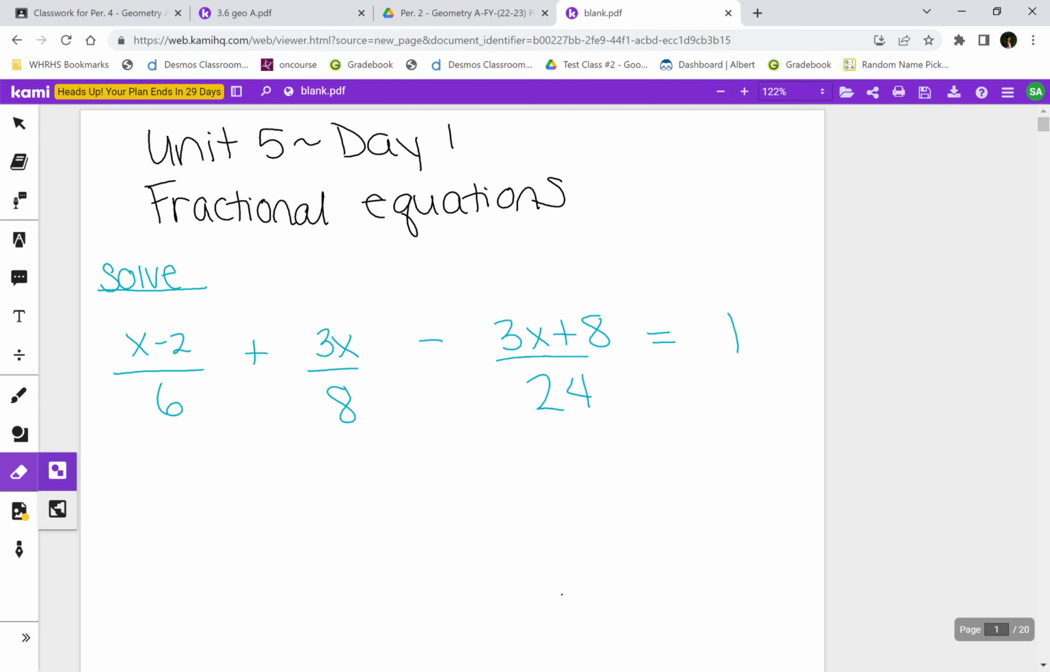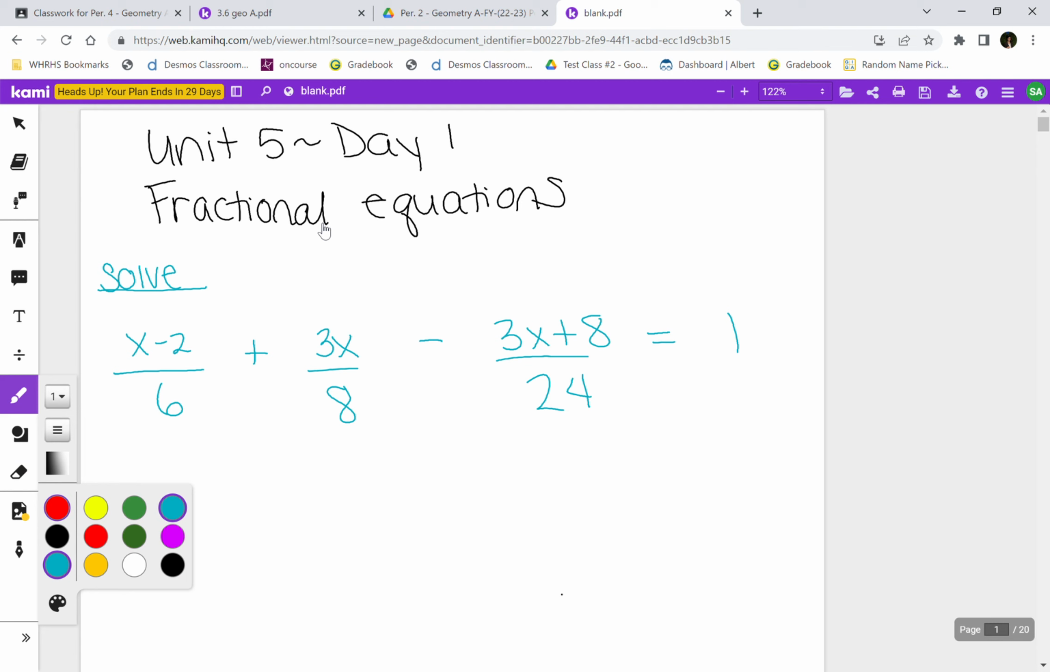There's actually an equation. So when you're dealing with fractional equations, we don't want to deal with the denominator at all. We want to eliminate the denominator. How do we eliminate a denominator? Multiply everything by the common denominator. Looking at 6, 8, and 24, the common denominator is 24. So we're going to multiply every single term by 24.